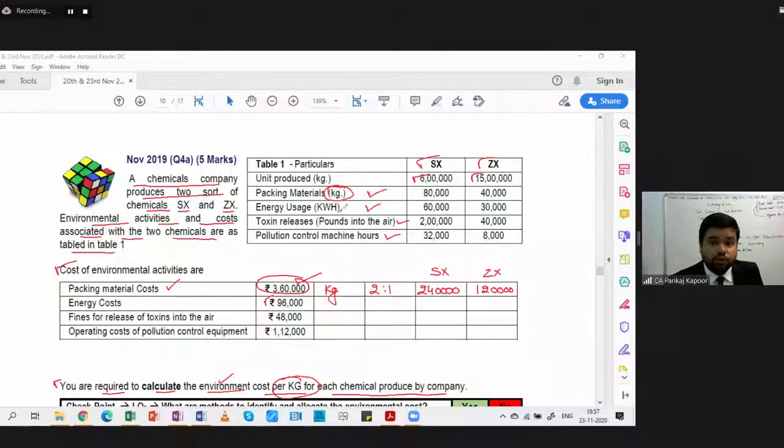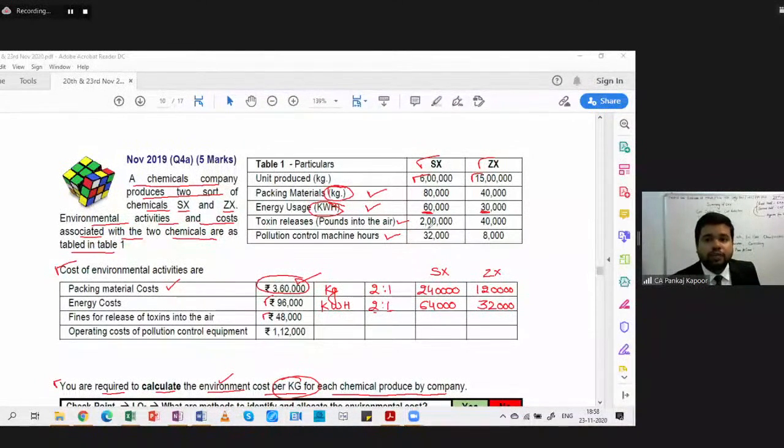The energy cost will be allocated based upon kilowatts in the ratio of 2:1, again in the ratio of 60 to 30, 2:1. So it will be 64,000 and this will be 32,000. Moving further, next, the fine for the release of the toxin into the air.